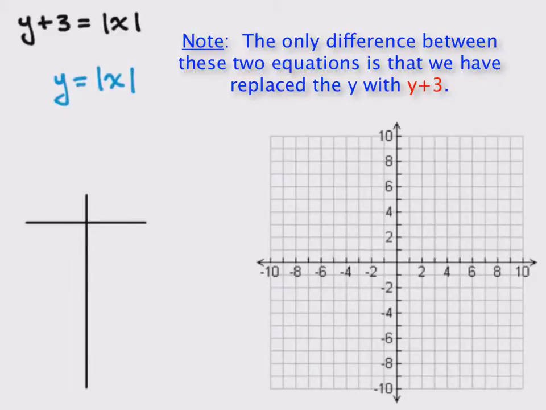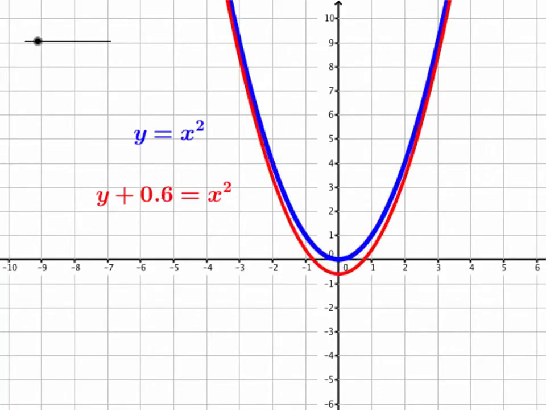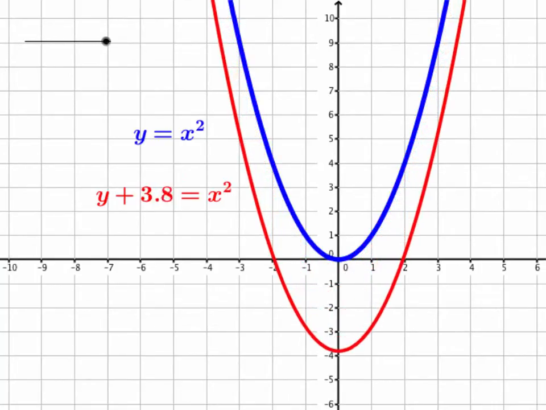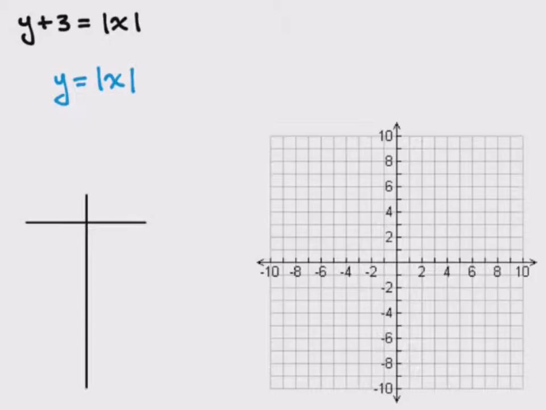Now a quick flashback, we had a similar manipulation on one of our graphs in the previous section, where we started with y equals x squared, and by replacing the y with a y plus 4, that shifted the graph down 4 units. Well, let's see what happens in this case.